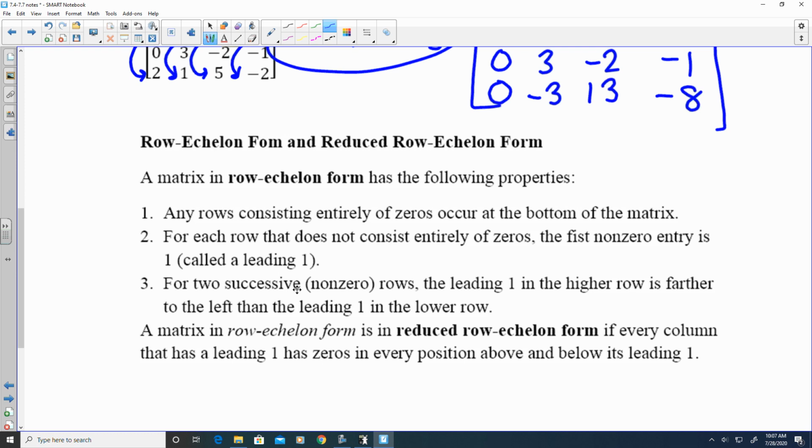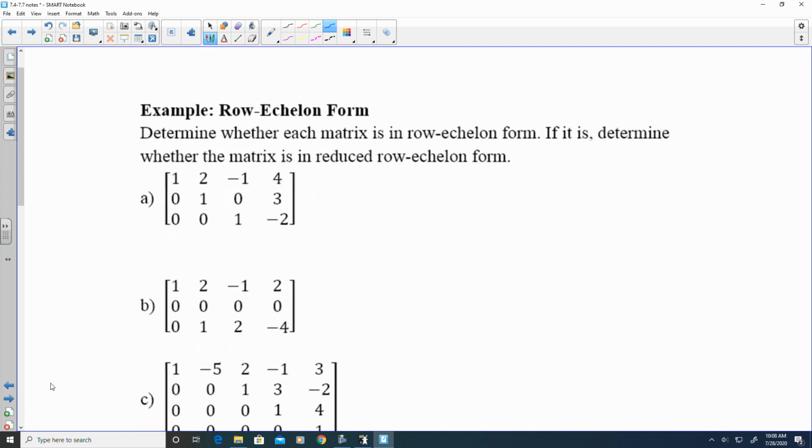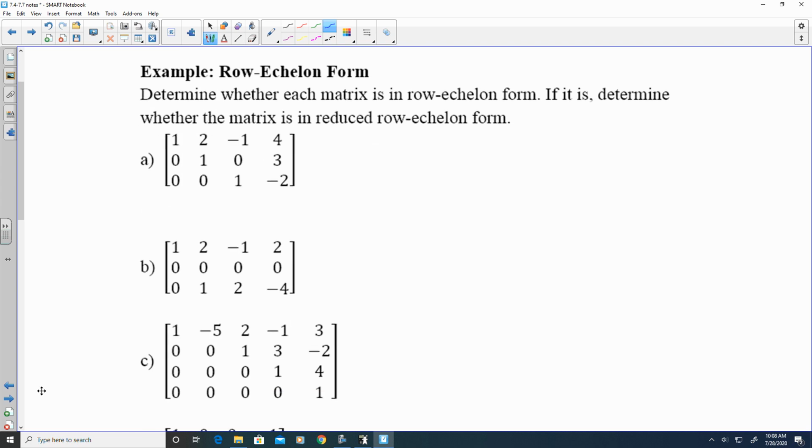For two rows in a row that are not all zeros, the leading 1 in the higher row is further to the left than the leading 1 in the lower row. So you would expect this kind of step from, if you're looking from the top to the bottom, those 1s would move down to the right as you move down. And then the last one, reduced row echelon form, means that the leading 1s of all of the rows above and below are zeros. So first, let's go through and talk about what either makes these or doesn't make these row echelon form, and then we can decide from there if it's reduced row echelon form.